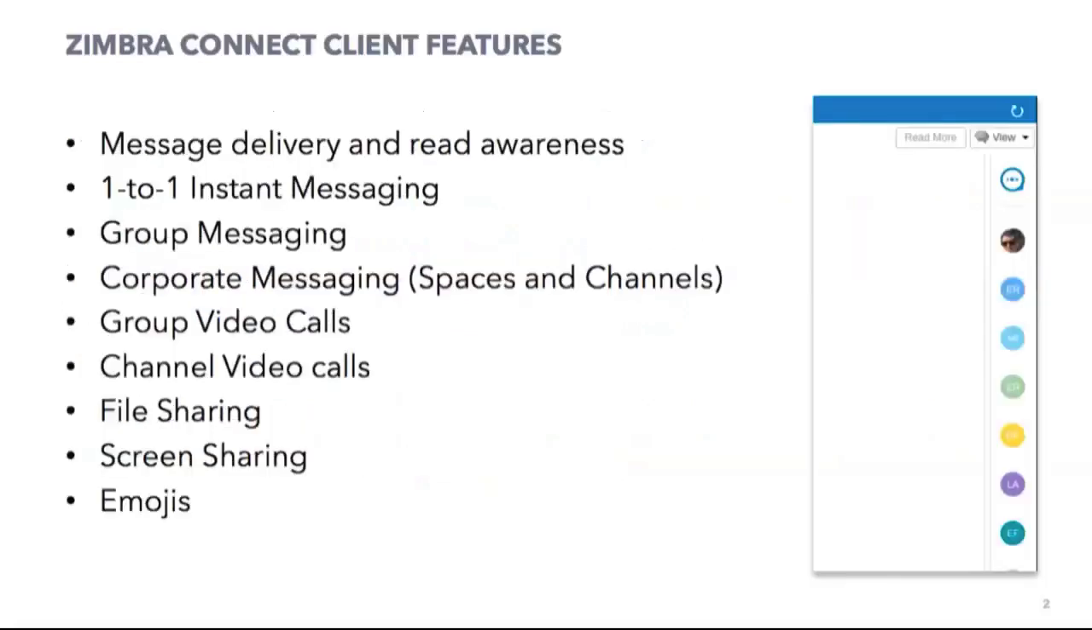So what are the basic features that you'll find within Zimbra Connect? There's message delivery and read awareness. In those chat sessions, you can have a one-to-one messaging conversation with other users on the platform, or a one-to-many group messaging conversation. It delivers messages between yourself and the other participants, and you will see that there are read awareness flags within there.